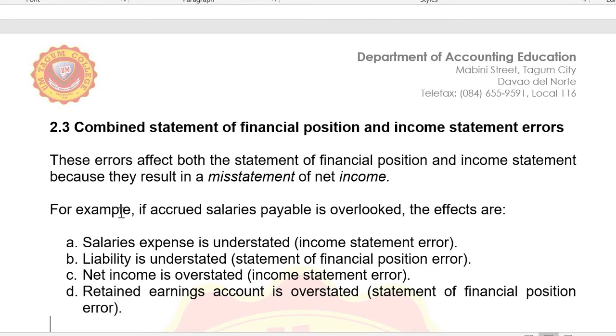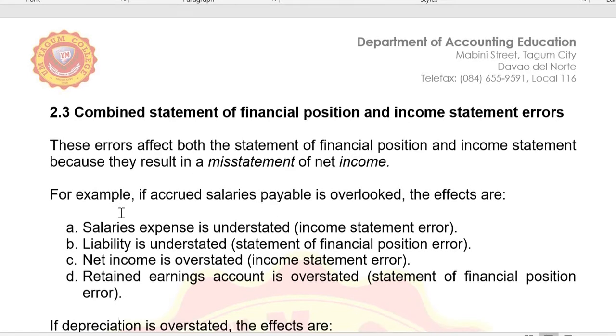Bakit net income is overstated? Kasi understated yung expense mo. If your net income is overstated, of course, your retained earnings account is also overstated due to the net income is overstated. Okay? So, yun siya. The error is naka-affect, no, sa financial position and income statement. Okay?